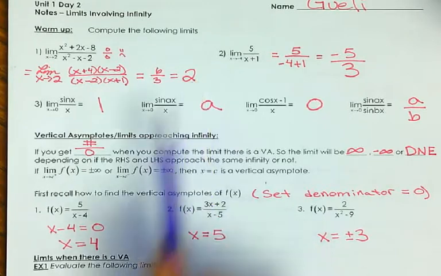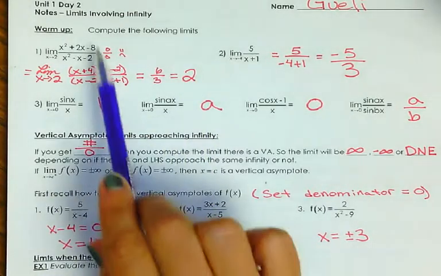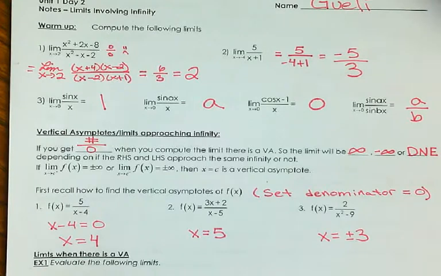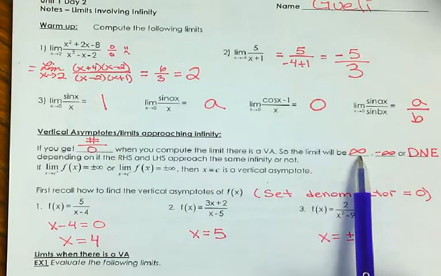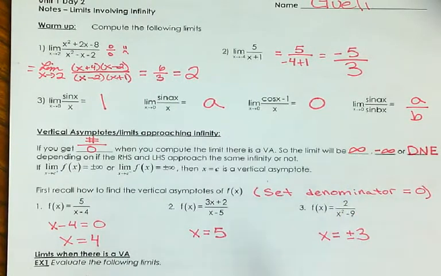But today we're going to look at what happens if, when you plug in, you get a number divided by 0. Recall that a number divided by 0 indicates that there is a vertical asymptote. Think about it. If you're approaching a vertical asymptote, your choices are that you're going to go to infinity or negative infinity, or the limit will not exist. Because if you're approaching a vertical asymptote, you've got two choices. You're about to hit it, you're either going to go up or you're going to go down.